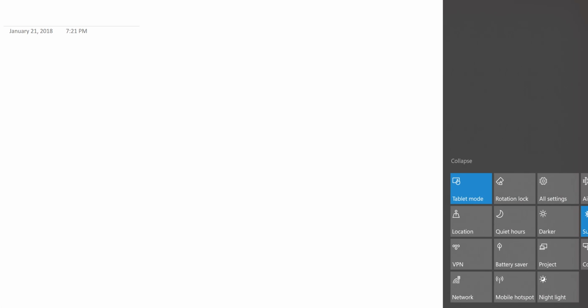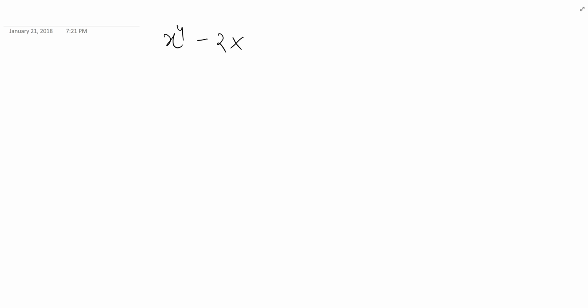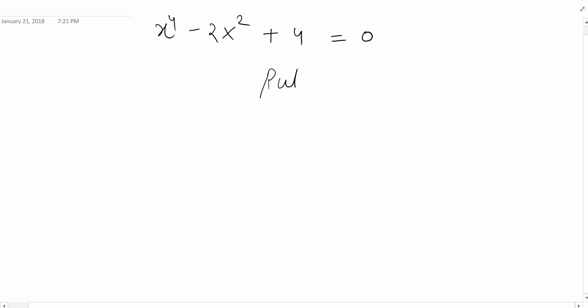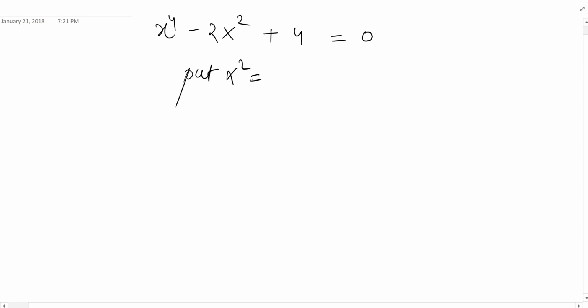For example, if you have x raised to 4 minus 2x raised to 2 plus 4. Now in this equation, we're going to use the quadratic formula, but we have to convert it to a quadratic equation. In a quadratic equation, your maximum power is going to be 2, but now we have a 4. So we do a substitution. We put x squared equals to y, and by doing that we get y raised to 2 minus 2y plus 4 equals to 0.